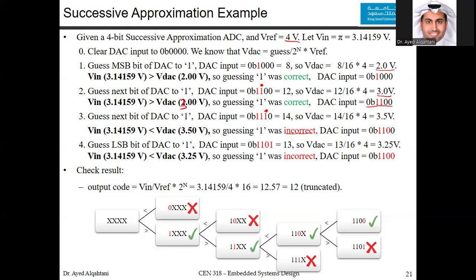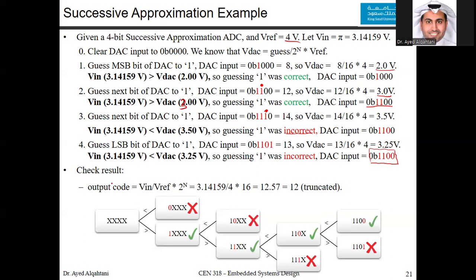Now you work with the next bit, you make it 1. The value is 13. Do the calculation again, it's 3.25. And you compare the pi with the 3.25, still larger. So your 1 guessing was wrong, and you roll back again to this value. And at this point, you did 4 steps, and you know that it's actually the correct digital code for this analog value. I visualize this as well.